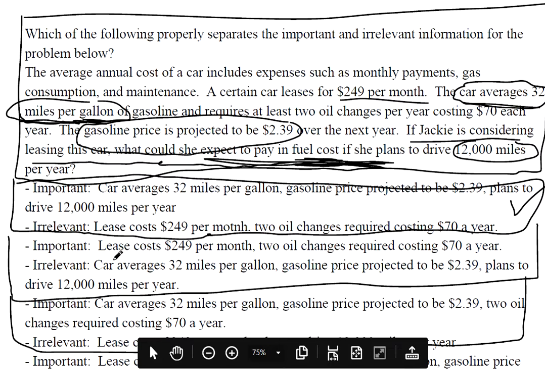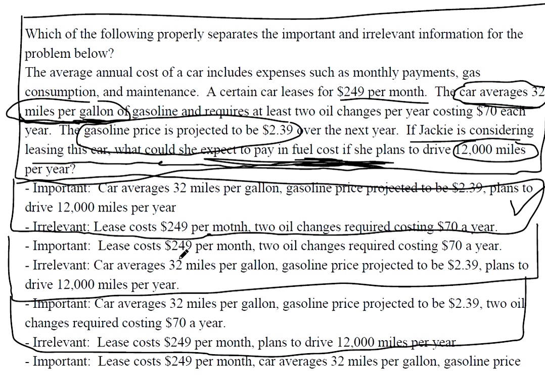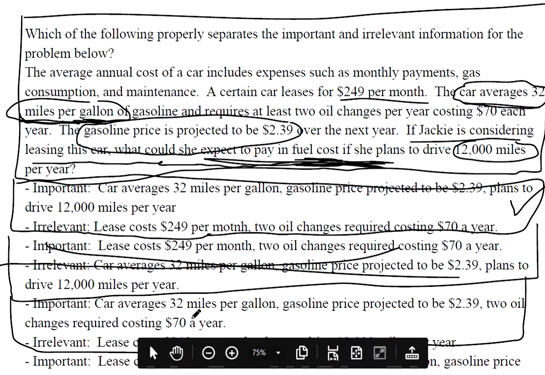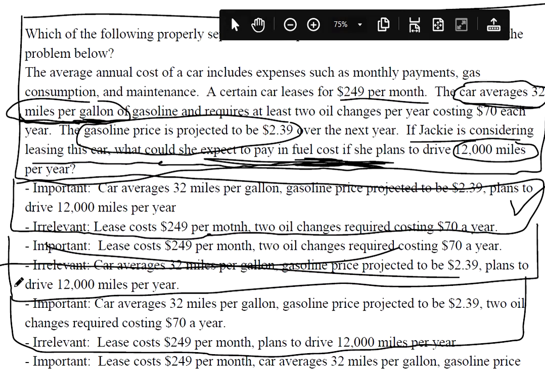Let's just check the other ones. This says it's important that the car leases for $249 a month. That's got nothing to do with how much it costs in fuel, right? The price of the lease does not affect the cost of the fuel. So this is out. Car averages 32 miles per gallon. That's important. Gasoline price $2.39. And they slipped in oil change in this next option, so that's out.